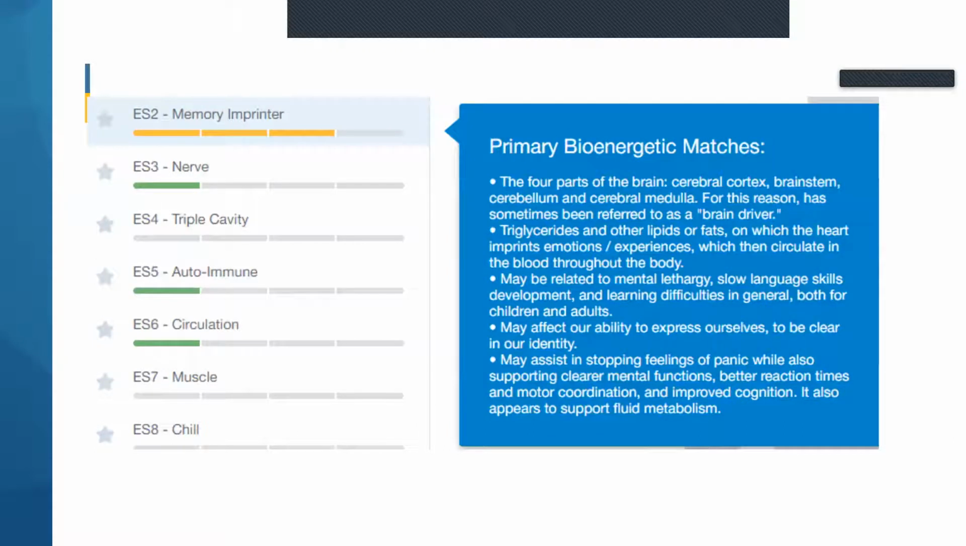Okay. The stars. So the primary match with the memory imprinter, looking at all four parts of the brain. Peter used to refer to this as the brain driver. It may affect our ability to express ourselves, to be clear in our identity. It may assist in stopping feelings of panic while also supporting clearer mental functions, better reaction times. It also appears to support fluid metabolism.